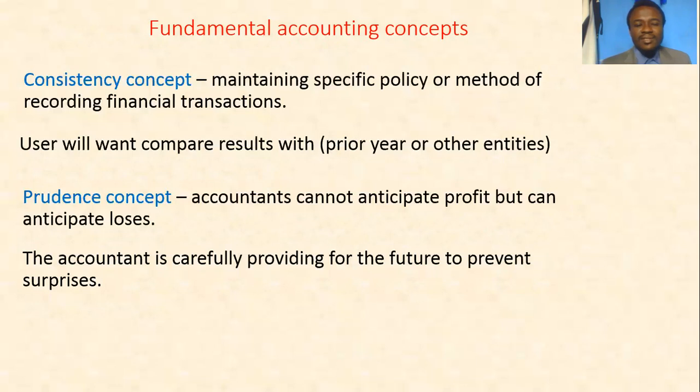This is to help the accountant. So when that happens, the accountant is carefully providing for the future to prevent surprises. So you don't get surprised when the cost of the item reduces in the future. You have already made provision for that. So you don't get surprised. You have to be prudent in your recordings.